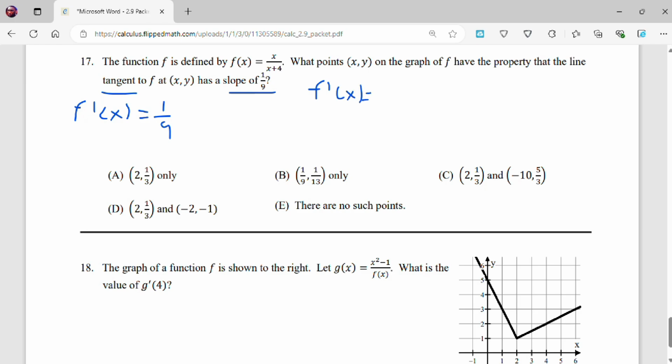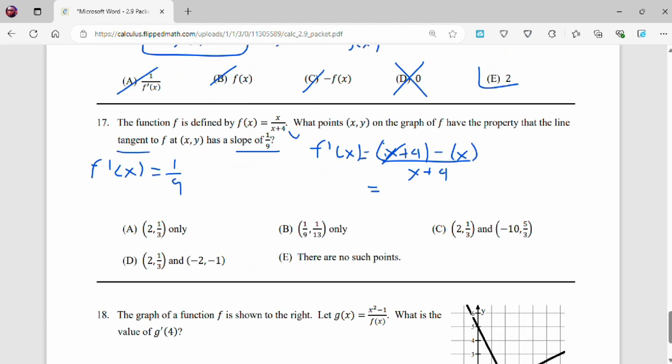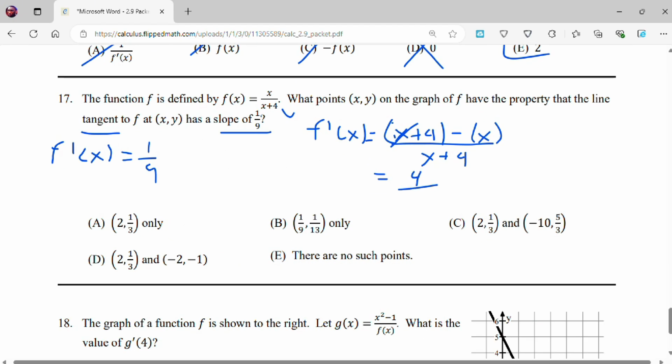So f prime of x equals, again, label v and u. So we have v u prime minus u v prime over x plus 4. X minus x is going to be 0. So we get 4 over x plus 4. And remember, f prime of x is given as 1 over 9. So cross multiply: 4 times 9, you get 36 equals x plus 4.